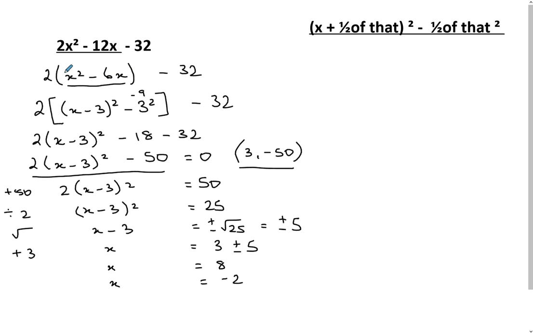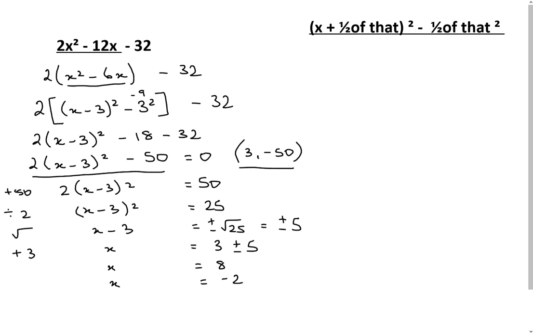Factorize the first bit of it, and then sing the song. So x minus half of that squared minus half of that squared. And then remember to take the number to the other side, and then divide by 2 there. And then just carry out the steps, the square root and taking the number to the other side. Okay, so it's quite simple as long as you follow the steps.